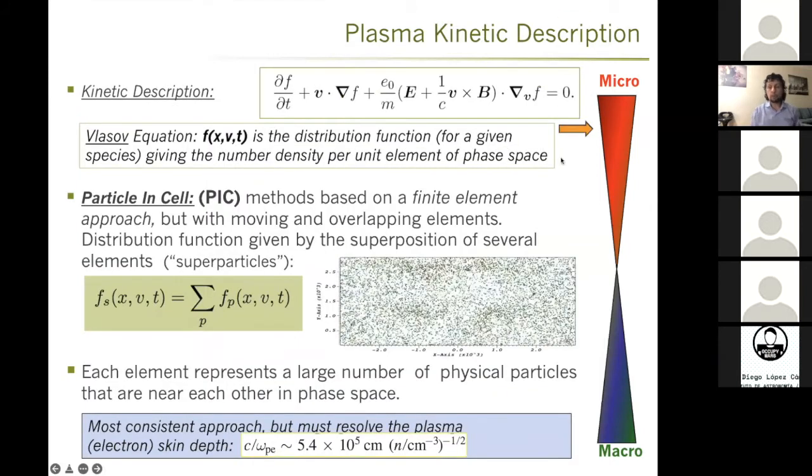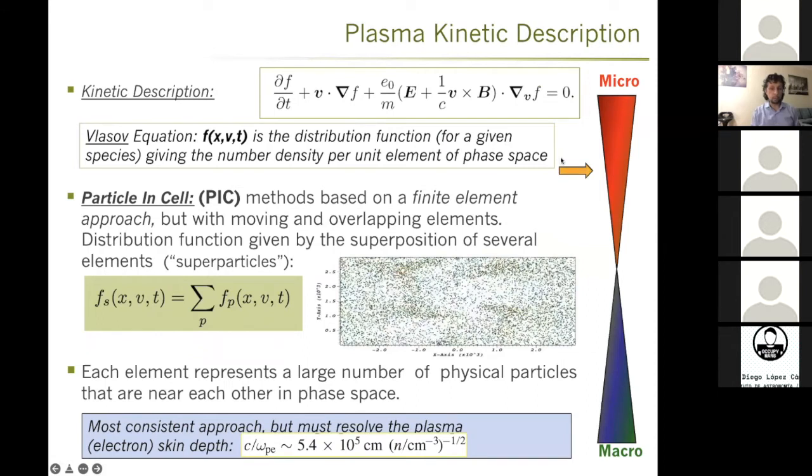Now, if you really want to get to something which is doable and usable, then you need to use a kinetic description at least. I mean, you solve Vlasov equation, for example, if you are dealing with a collisionless plasma. Now, this is Vlasov equation. It's essentially a continuity equation in phase space for the distribution function, okay? F, therefore, gives the number density per unit element in phase space.